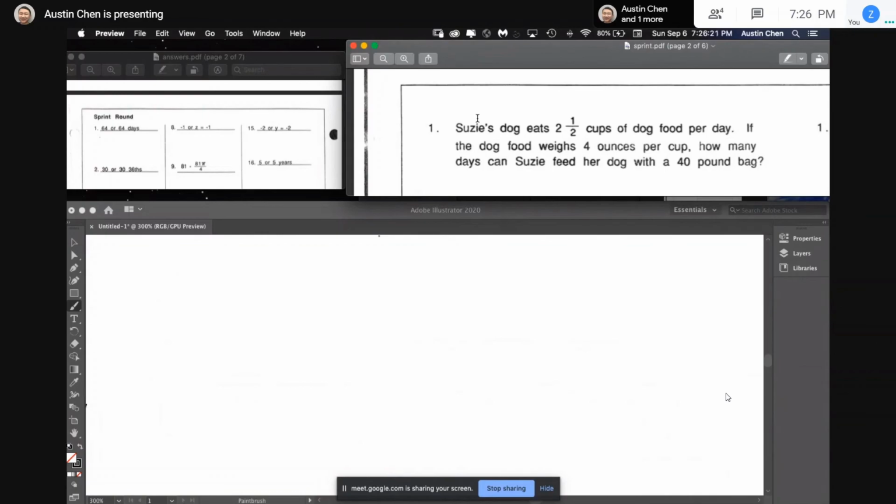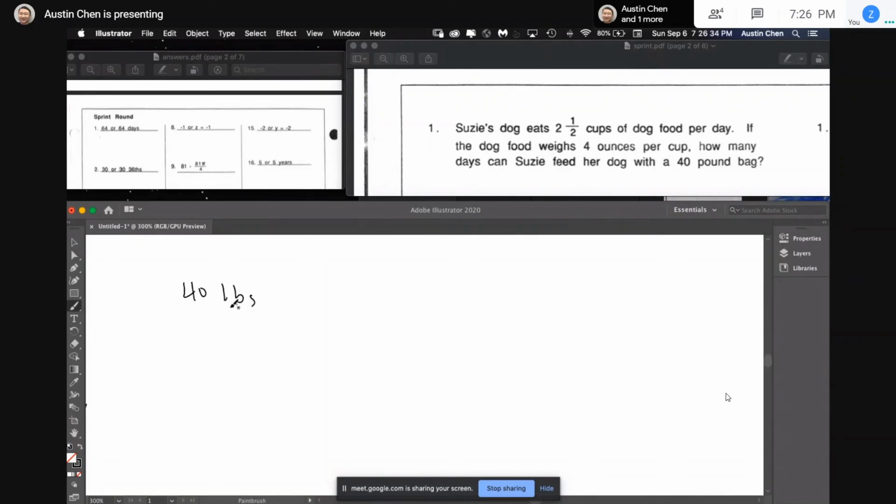Susie's dog eats 2.5 cups of dog food per day. If the dog food weighs 4 ounces per cup, how many days can Susie feed her dog with a 40-pound bag? All right, so she has 40 pounds of dog food, and each cup of dog food weighs 4 ounces. All right, so we have 4 ounces, and we want to convert this into pounds. You have 16 ounces per pound. Ounces cancel, then 4 over 16 is 1/4 pounds.